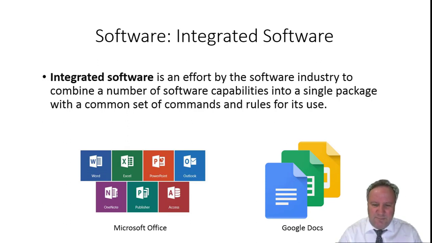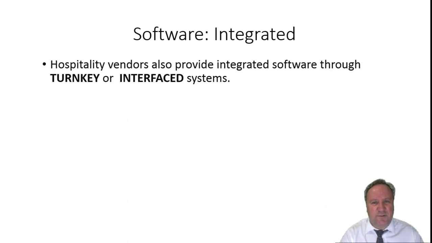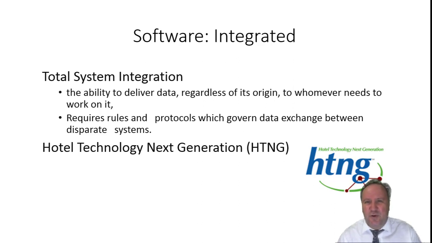You can use different functions of the software within each other, or Google Docs is a good example. Google Sheets, like Google Drive, has a lot of these integrated software. Also, hospitality vendors provide integrated software through turnkey or interface systems. Interface systems means that there are two different systems, but they interface with each other, so they communicate with each other seamlessly. Even though this is easy to say, it's not really easy to do, because there are a lot of different systems, and combining them together so that they can share information or even process information together is not easy.